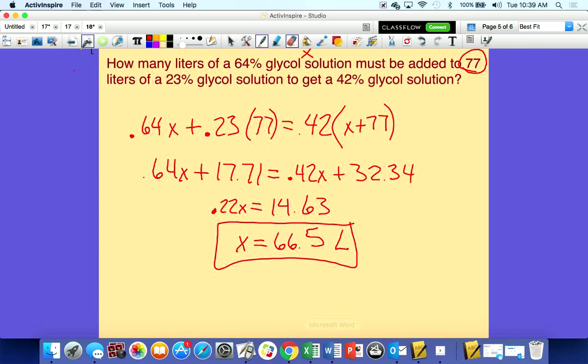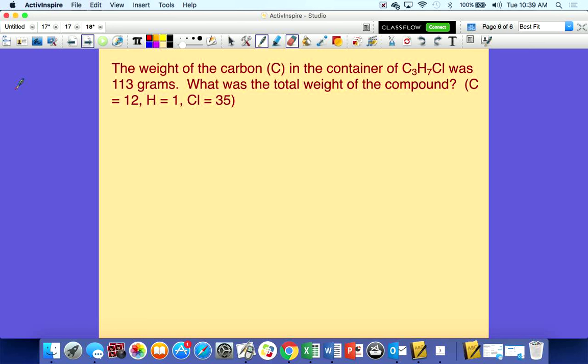Okay, moving on to the last one here. The weight of the carbon in the container of C3H7Cl was 113 grams. What was the total weight of the compound? Okay, it's important to know our carbon is 12, our hydrogen is 1, and Cl is 35. All right, so we could come up with a proportion here to be able to solve this.